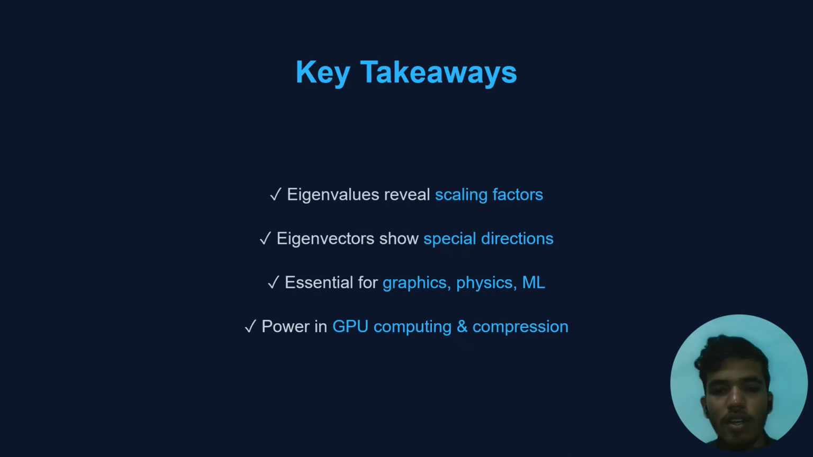So when we talk about eigenvalues and eigenvectors, we can conclude that eigenvalues reveal scaling factors and eigenvectors show special directions, essential for graphics, physics, and machine learning. They have power in GPU computing and compression. That means it's a basic principle and important for GPUs.